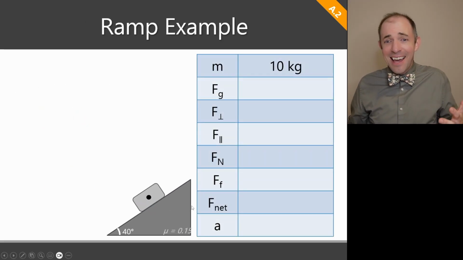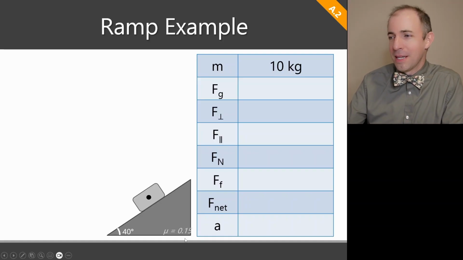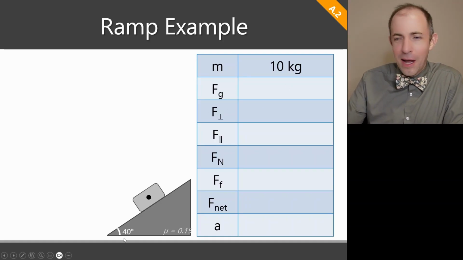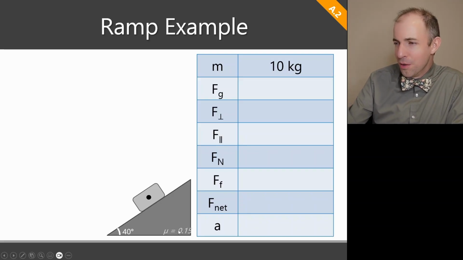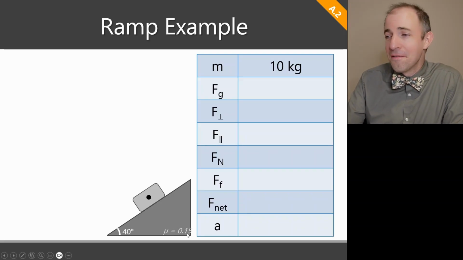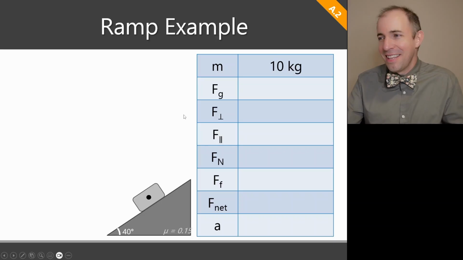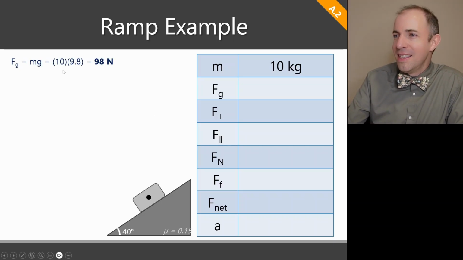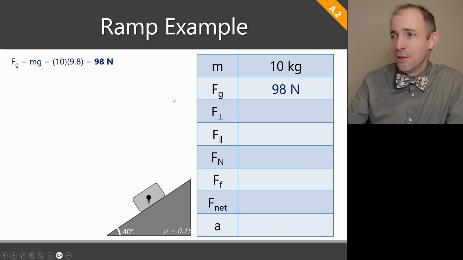So let's take that and actually do a ramp problem here. We've got an object that has a mass of 10 kilograms. It's on a ramp that's 40 degrees. Mu, it's a little hard to see there, is 0.15. So I'm going to calculate all the things. First, the force of gravity is equal to mass times gravity. It's 10 times 9.8, or 98 newtons.